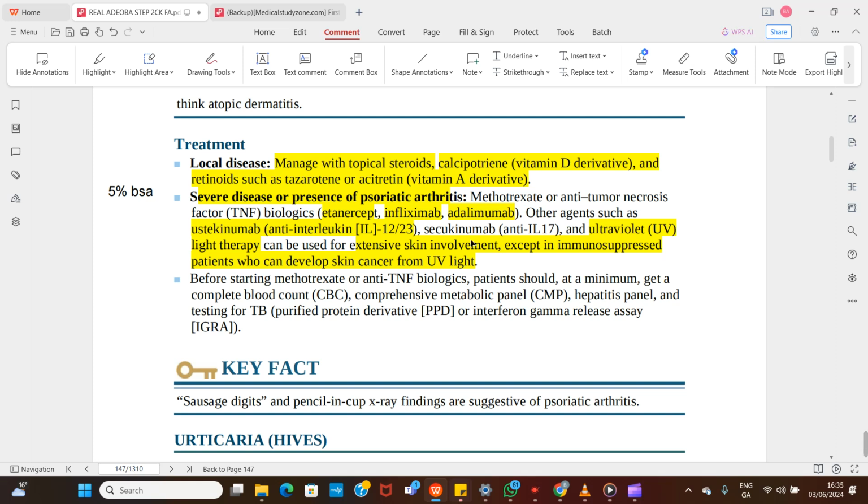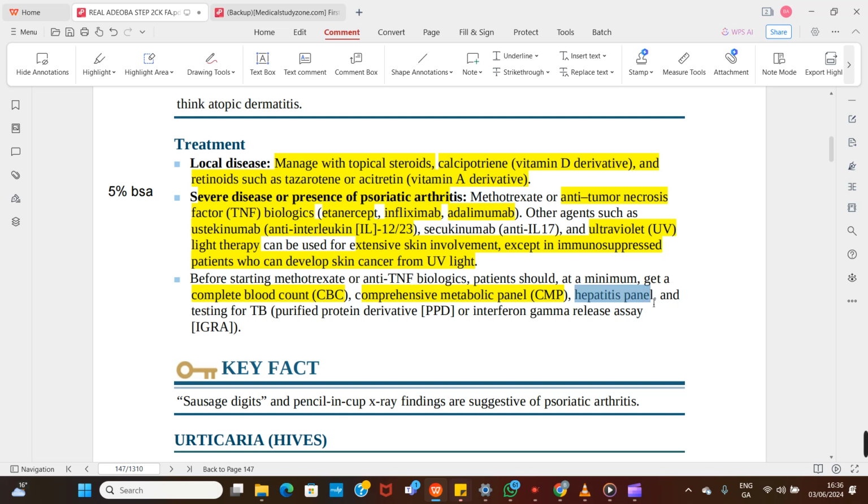So before starting any of your biologics, like the anti-tumor necrosis factor biologics, and your methotrexate, you have to do some basic investigations, right? Which involves checking your complete blood count, because both of them can cause suppression of bone marrow, anemia, neutropenia, and the likes. You have to do your comprehensive metabolic panel, assessing your electrolytes, urea, and creatinine, because these drugs are going to be excreted by the kidneys, right? You have to ensure that your kidneys are working well.